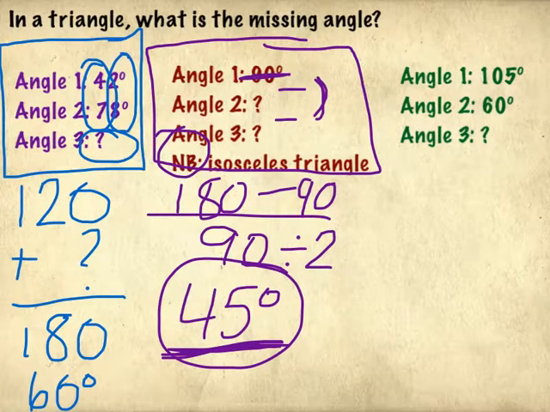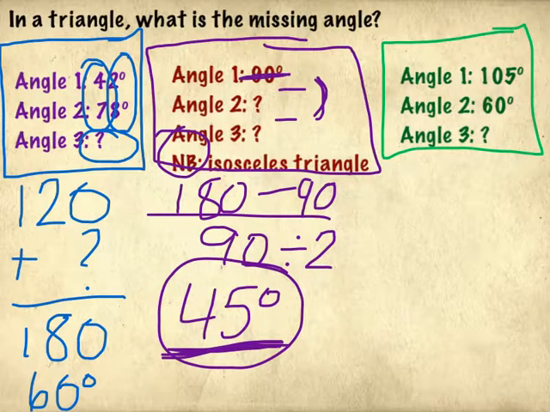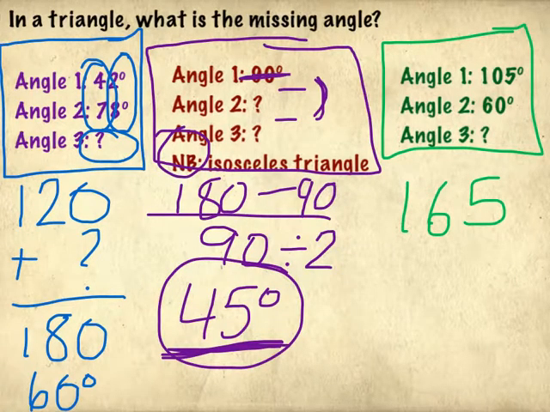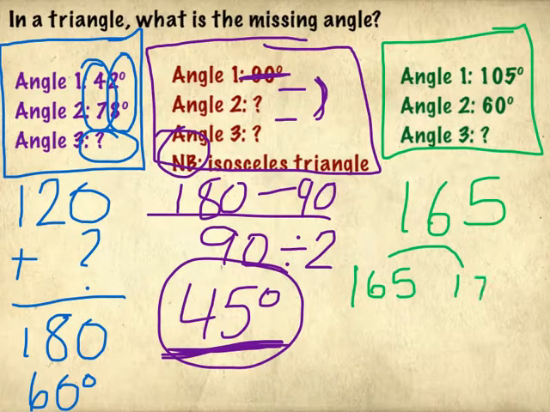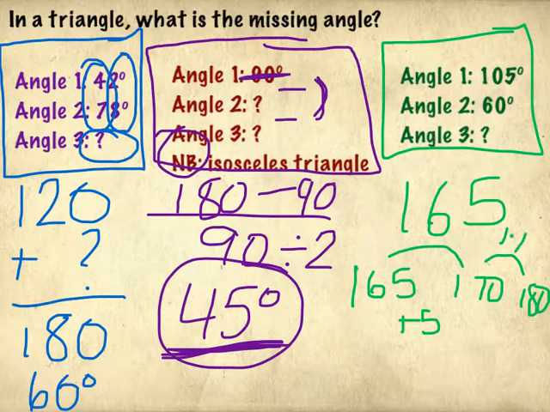So in my third problem, angle 1 is 105 degrees, angle 2 is 60 degrees, and I don't know angle 3. So 105 plus 60 will be 165, and then I know angle 3 is whatever the difference is between 180 and 165. I'm going to do that in my head. If I add to 165, I'm going to bounce up to 170, so that'll give me plus 5. And then I'll bounce up to 180, which will give me plus 10.